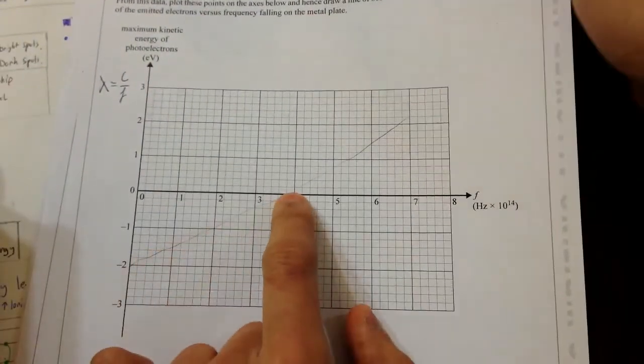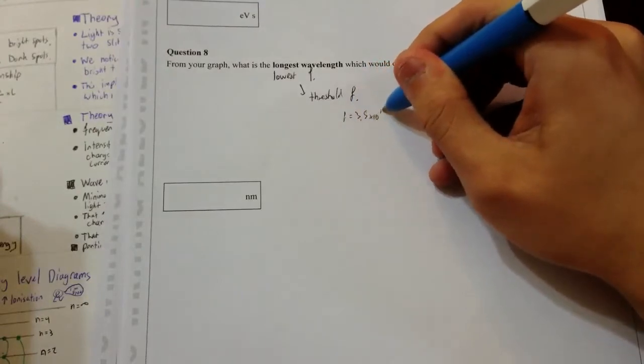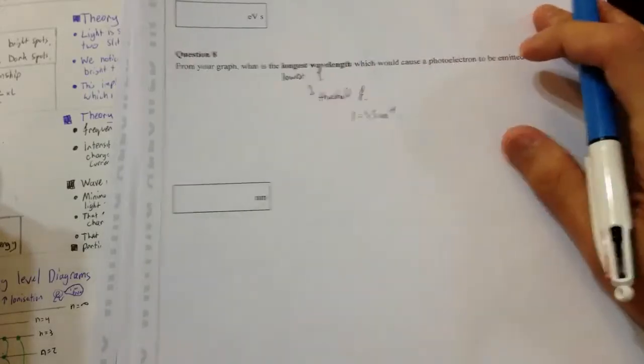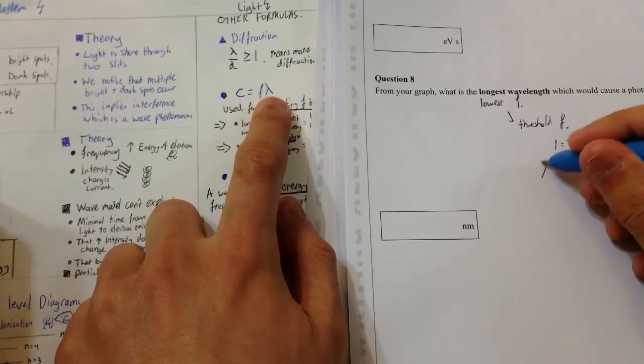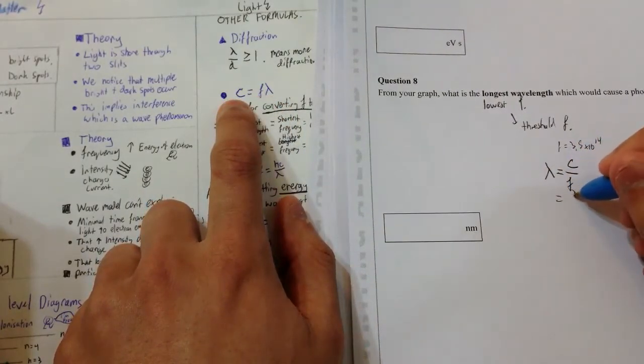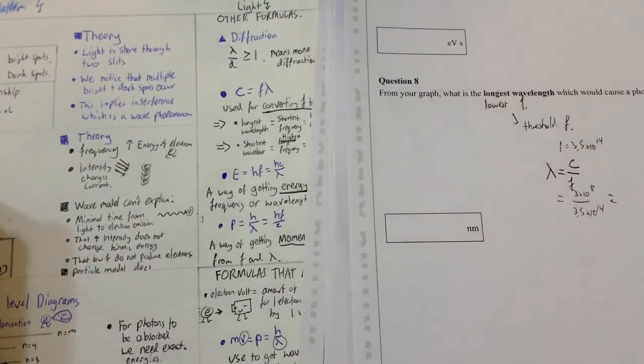Easy. It looks hard, longest wavelength, but you just go back and look here and see the threshold frequency is like 3.5 times 10 to the 14. So my threshold frequency is 3.5 times 10 to the 14. And thus, I need to find a wavelength. So I just have to use my formula. I rearrange this to make lambda the subject. I take f across, so it becomes a divide, c divided by f. And we get 3 times 10 to the 8 divided by 3.5 times 10 to the 14. And presto, we have a wavelength. So that's how you do those kinds of questions.